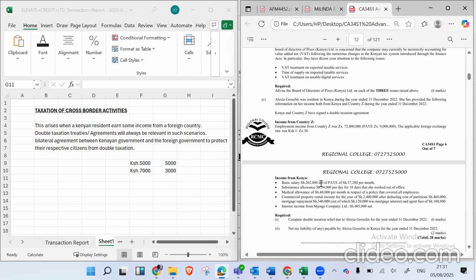Interest income from Mujengo Company Limited of 405,000 net. So interest, this is an individual receiving the interest. The interest that will affect us is always, sorry, if it's the company receiving the interest, but this is an individual, Alicia. Compute double taxation relief due to Alicia for the year 2022, the net tax liability.